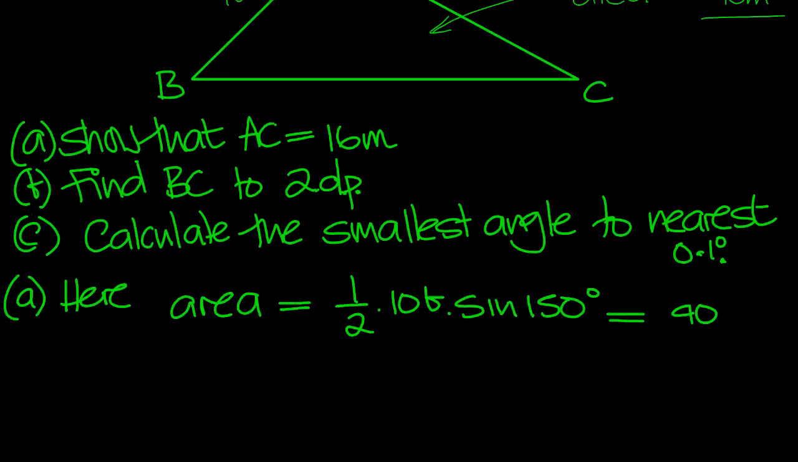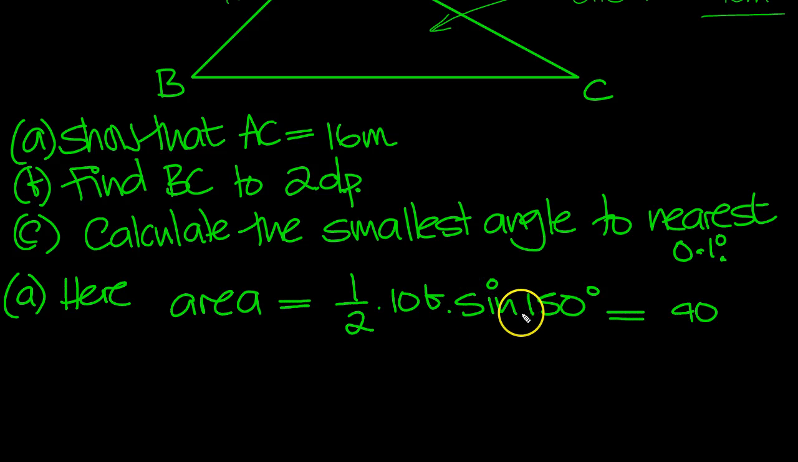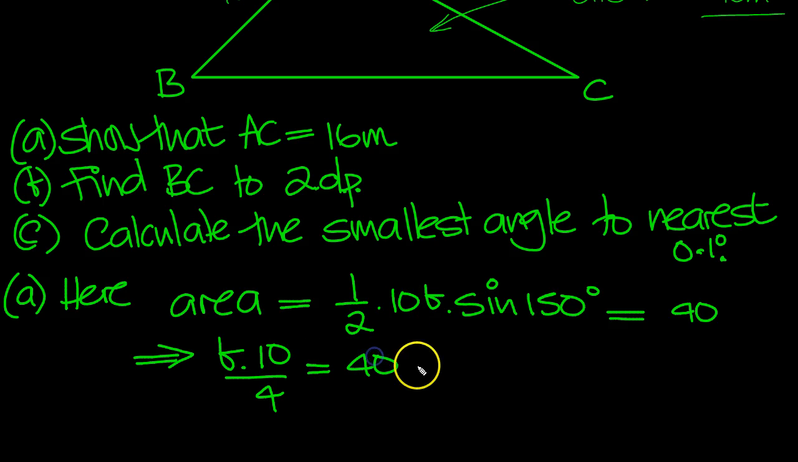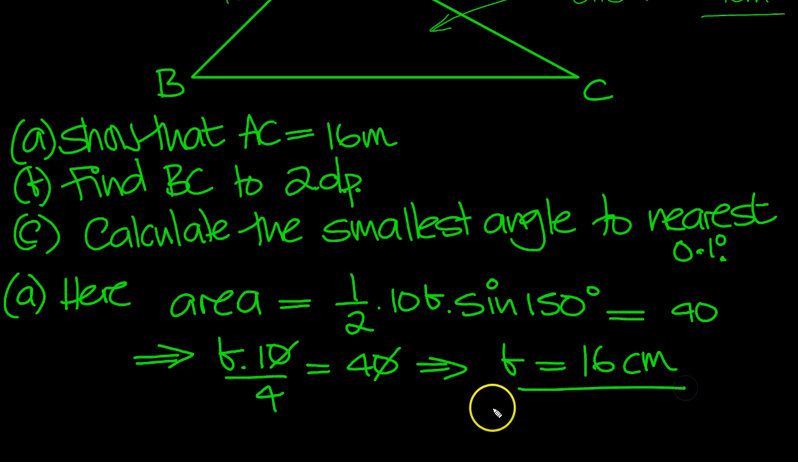So let's work out B then. Sine 150, tap it in the calculator if you need to, that's half, so it's 10 over 4, so that tells us that B times 10 over 4, because the half is already there, so that's a quarter, 10 is there, is equal to 40. So that tells us that B is equal to, divide by 10 on both sides, so B will equal 16 centimeters, which is what we wanted to show.